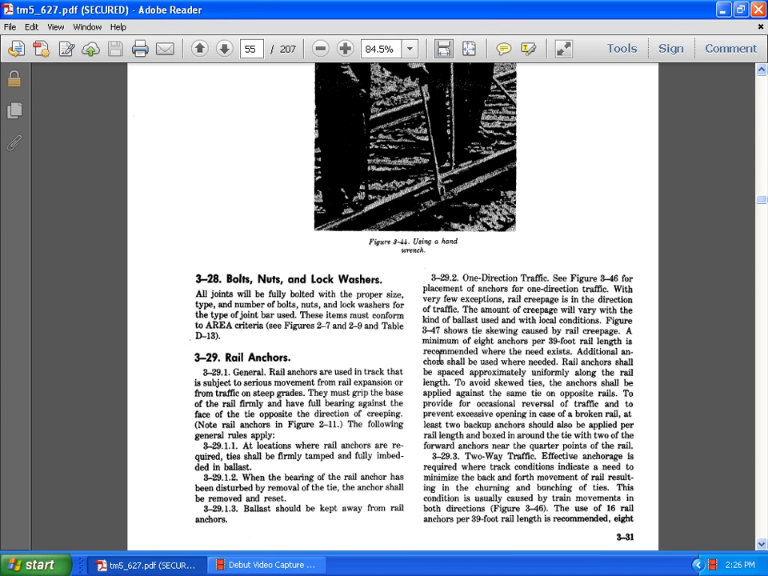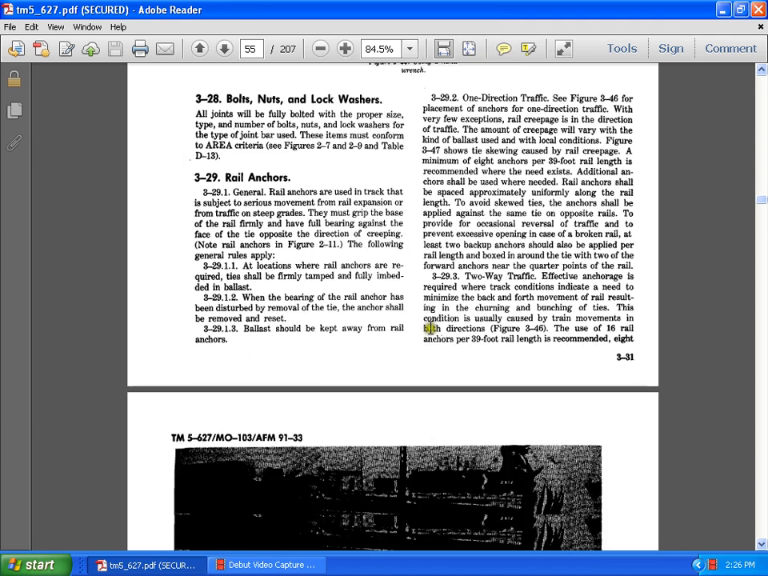329.3.2 Two-way traffic. Effective anchorage is required in these traffic conditions to minimize the back and forth movement of the rail, resulting in churning and bunching of the ties. This is a condition usually caused by train movements in both directions, figure 346. Use 16 rail anchors per 39 feet. For 390-foot rail, 8 is recommended.